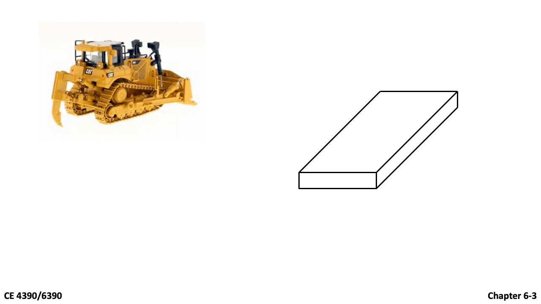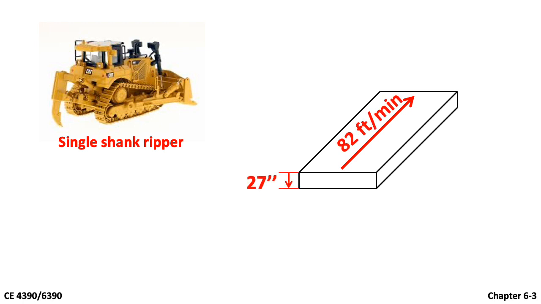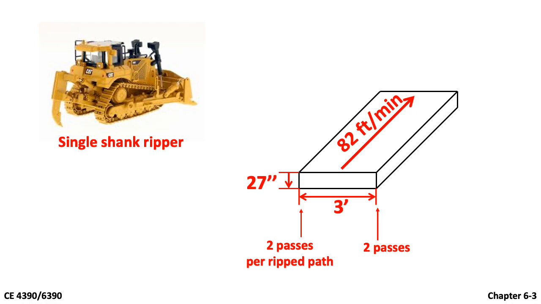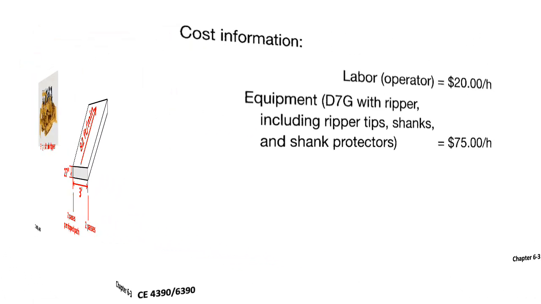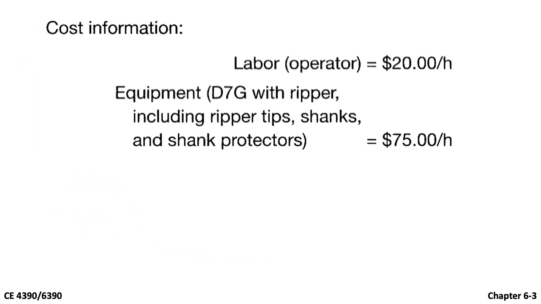Let's review what is given. A single shank ripper. The speed is 82 feet per minute. The ripping depth is 27 inches. The interval is 3 feet, which is the width of each rip path. Due to the rock properties, 2 passes are required for each rip path to achieve satisfactory rock fracturing. Here is the cost information given. Labor cost, or the operator cost, is $20 per hour. The equipment cost, including O&O cost, is $75 per hour.